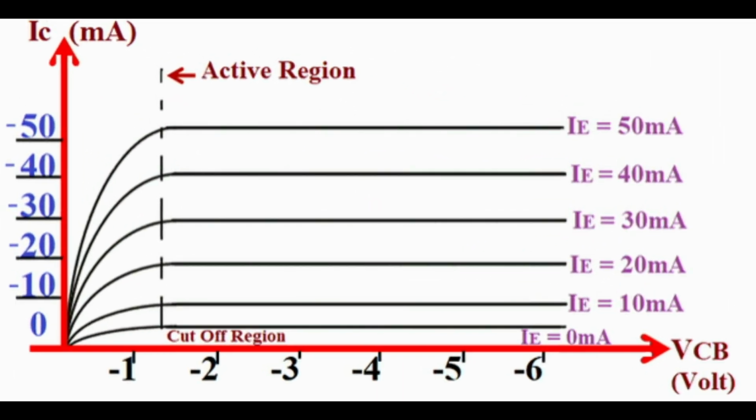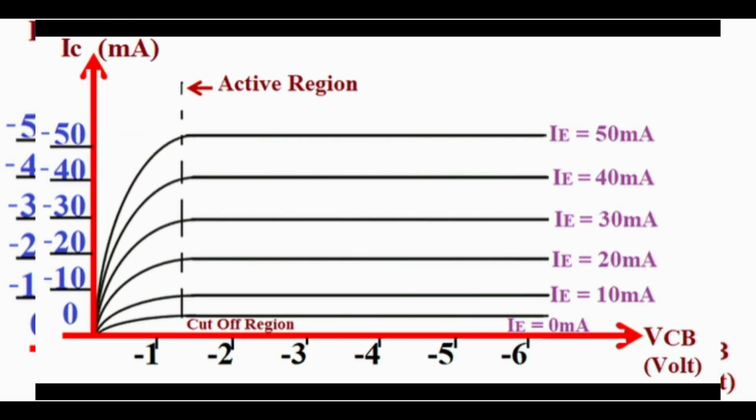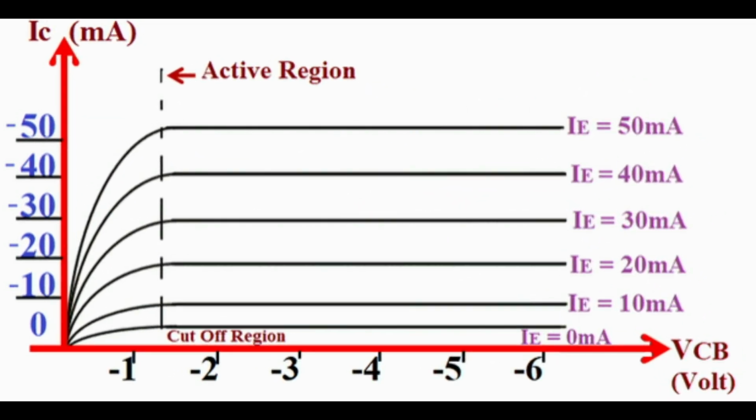Output characteristics. The output characteristics of the common base configuration are given between the collector current IC and the voltage between the collector and base VCB. Here the emitter current IE is the measuring parameter.